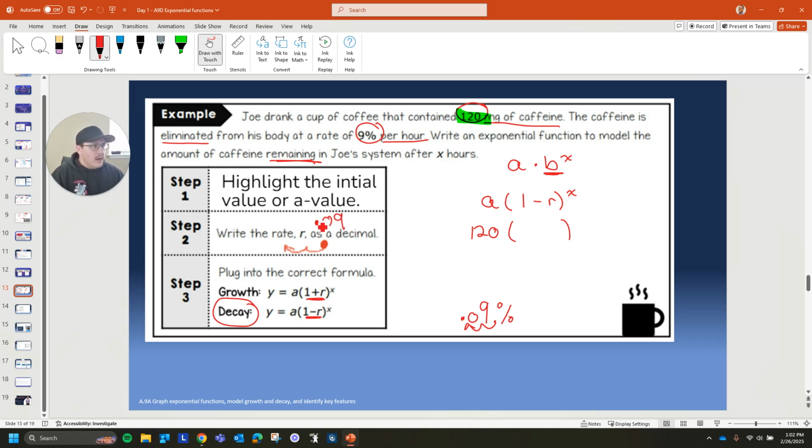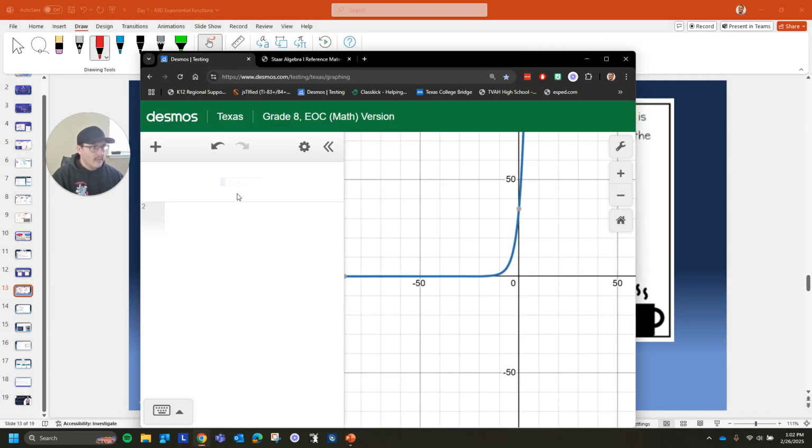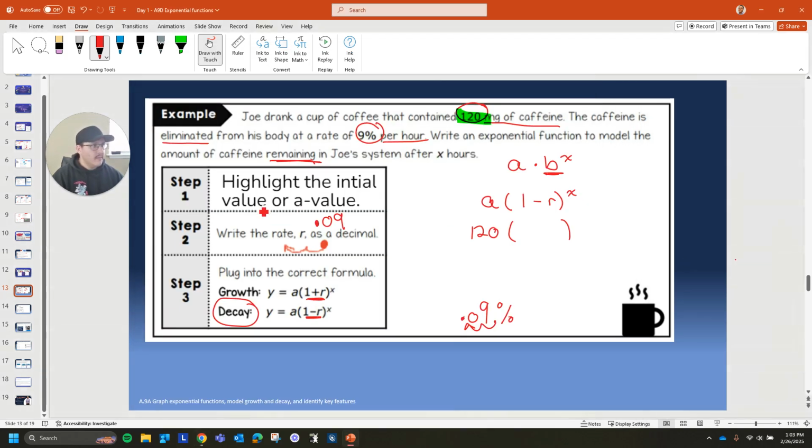Okay. Now, the other way is by using a calculator and dividing by 100. So take 9%, the whole number, divide by 100, and then you will get its decimal form, 0.09. We're going to use that for the R value, 1 minus 0.09 to the X power. And then we're just going to do the math real quick.